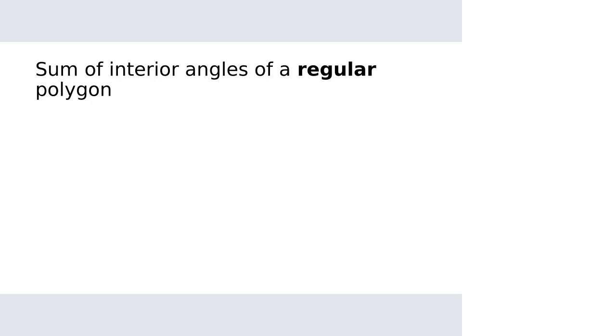We started out talking about polygons today, and now I want to talk about the sum of the interior angles of a regular polygon. Regular being a really important word for us here. Regular. What regular means is that all the side lengths are the same and all the angle measures are the same.